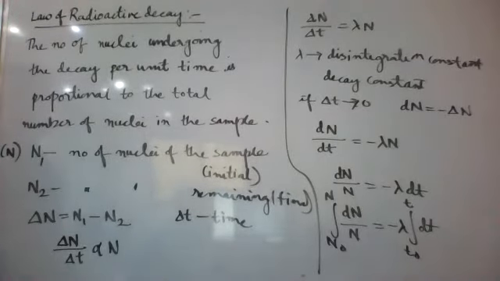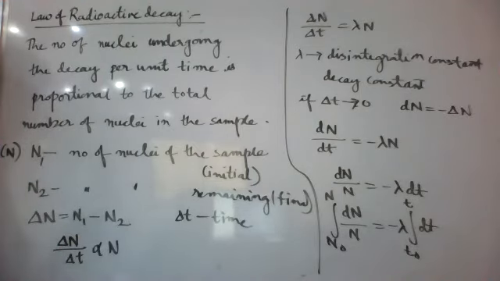See here, according to the law of radioactive decay, the number of nuclei undergoing decay per unit time is proportional to the total number of nuclei in the sample. It means it depends upon the initial number of atoms or nuclei present in the initial state, the initial number in the sample. N is what remains after a certain time t.